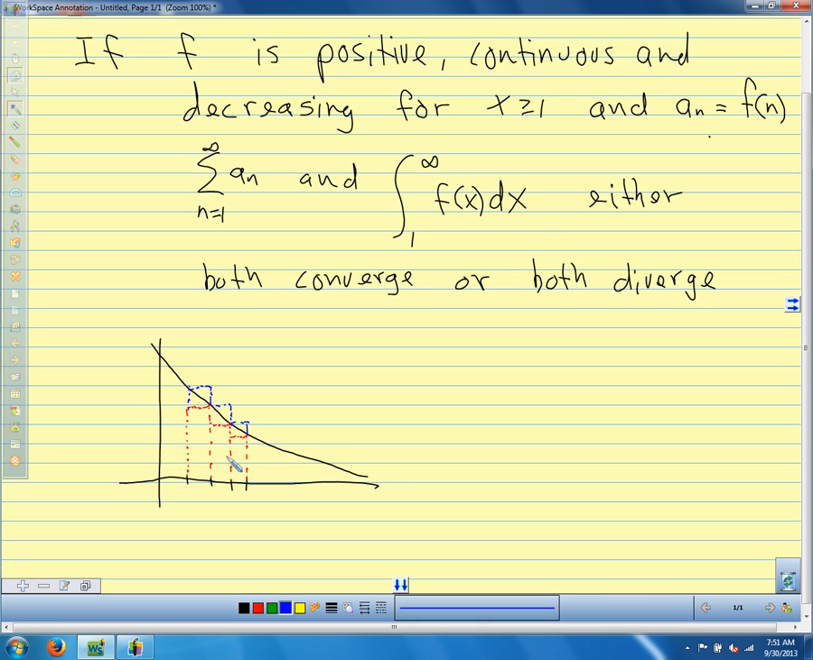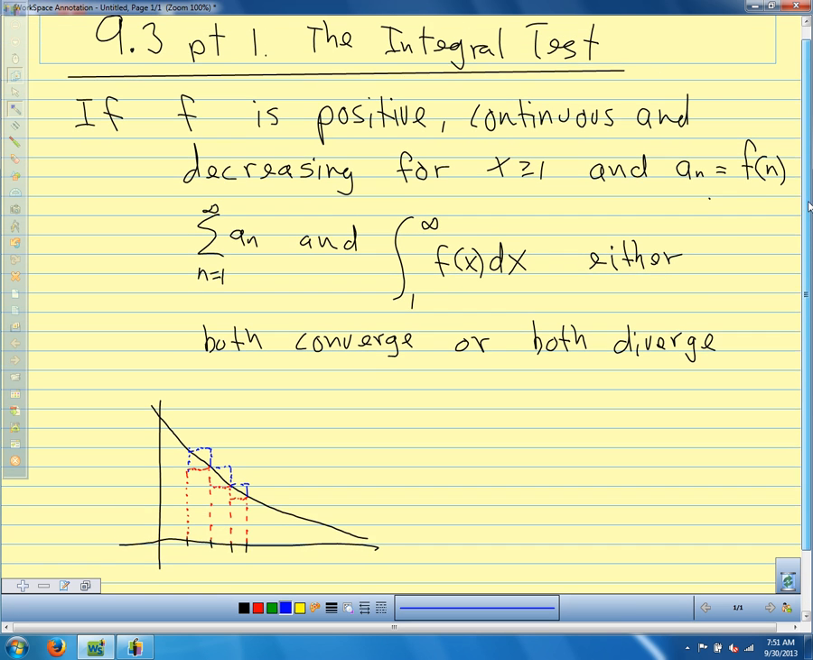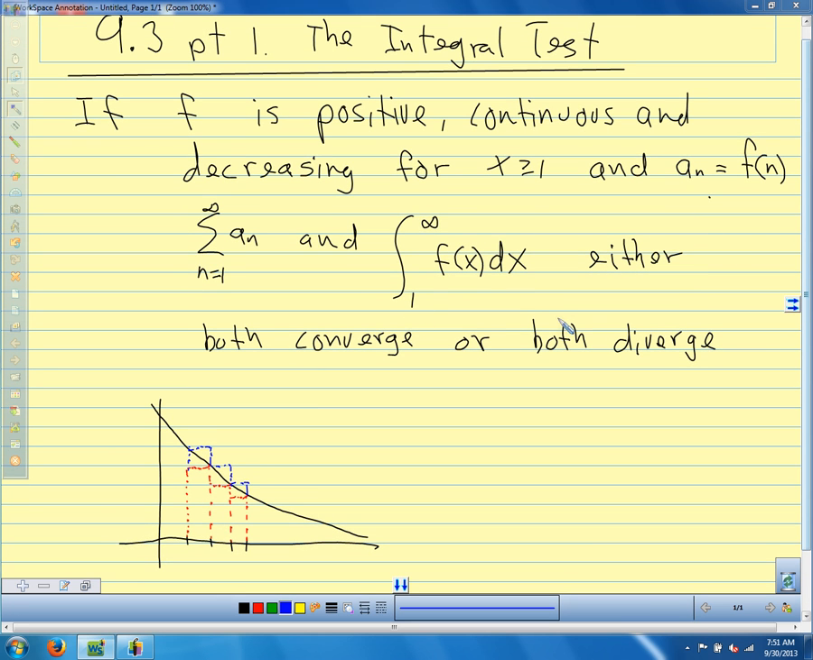So, questions on what the integral test is telling us. This one's a nice one to apply if we have a function that's kind of well behaved and that we can evaluate the integral easily. Sometimes we might think we could apply the integral test where we want to apply the integral test, but that integral is very difficult to evaluate.